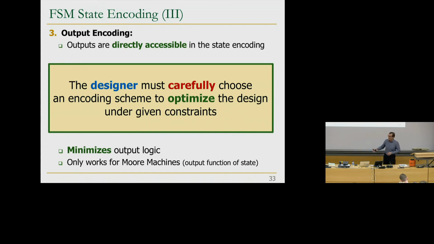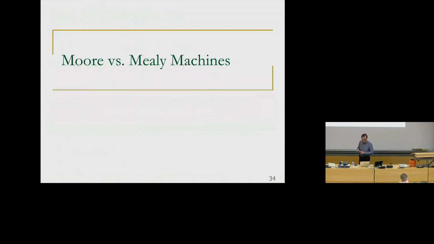Okay, so clearly there are a lot of design choices here, and the designer must choose an encoding scheme that essentially optimizes the design under given constraints. And we're not going to go into this in this course. But the basics you learn could be useful for making trade-offs in the future. Okay, so that was output encoding.